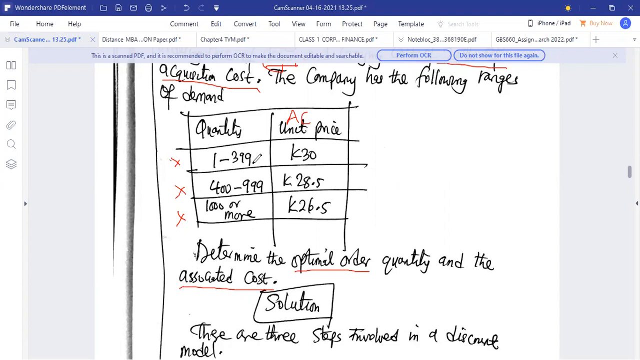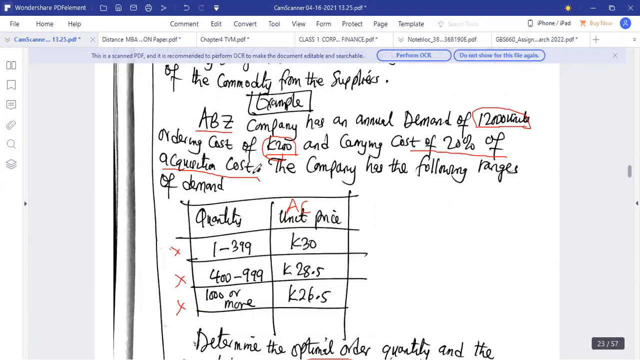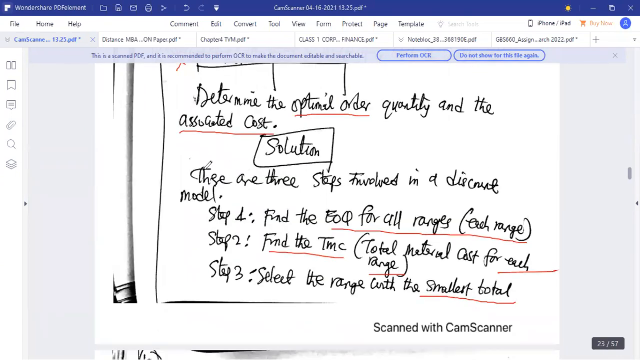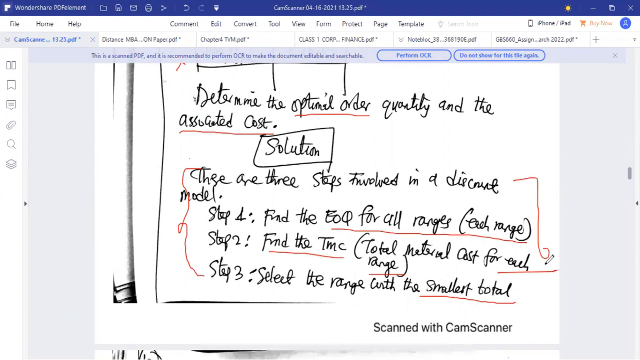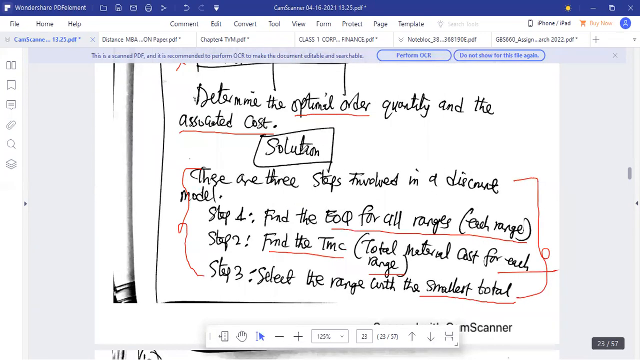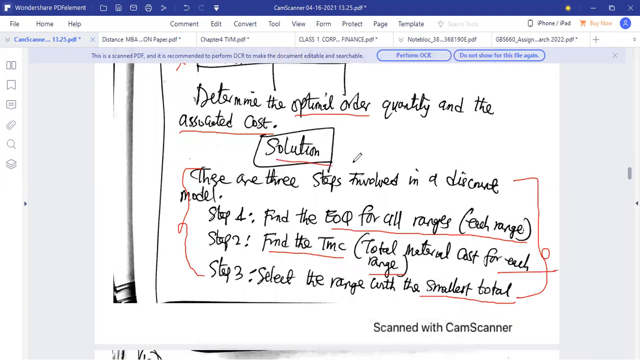So for model 3, the discount model, you just really need to understand that there are rules or steps that you need to follow. Just these ones, so that you understand these 3 steps. When you understand these 3 steps, then well and good, it will be okay with you.